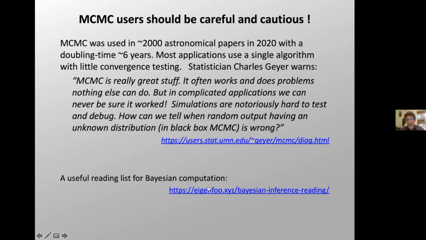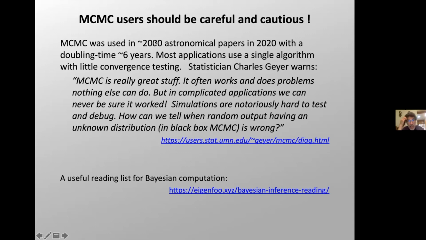And then here is an interesting list of papers and even books on MCMC type Bayesian computation. And most astronomers are just doing one thing once quickly and assume it's okay.